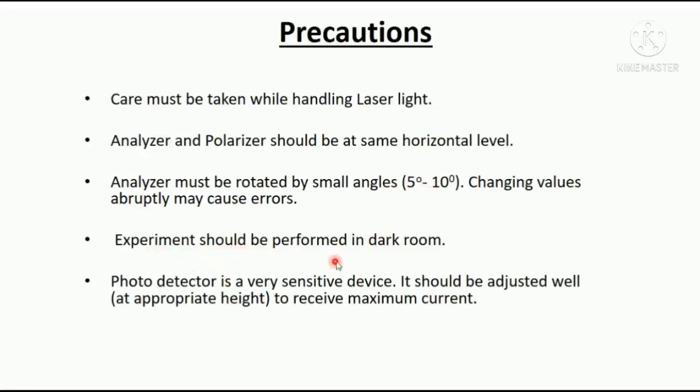Then the experiment should be performed in a dark room because stray light may change the values of the current. Then the photodetector is a very sensitive device, so it should be adjusted well at the appropriate height to receive the maximum current.